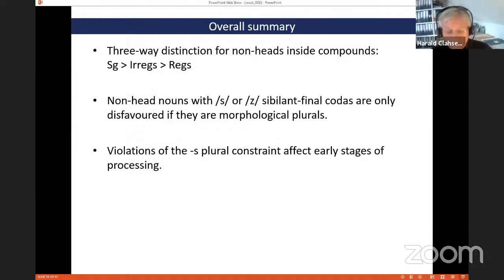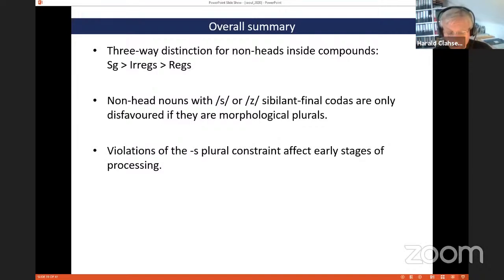So the results overall from the various tasks were remarkably consistent, as I promised. And I would like to highlight three points. The acceptability judgments and the elicited production tasks I reviewed revealed a three-way distinction between number and regularity. Singular forms were preferred overall. And when a plural was present, there was a greater acceptance for irregular plurals than for regular plurals inside compounds.